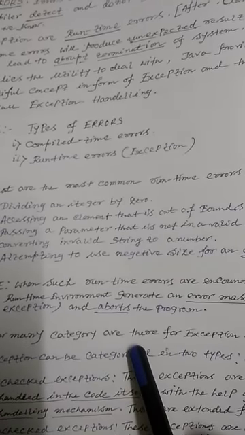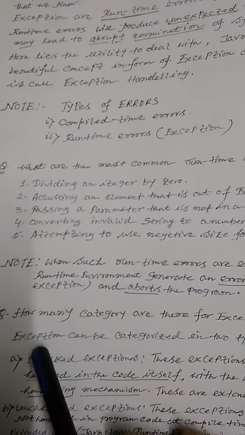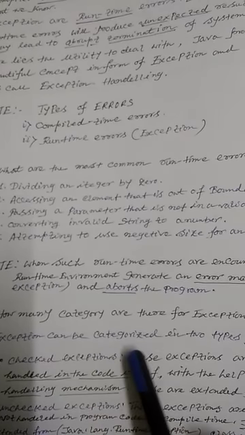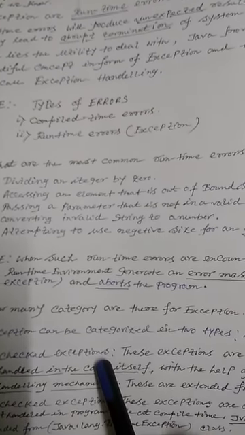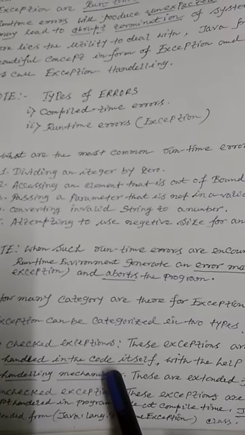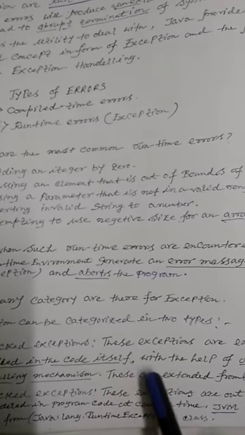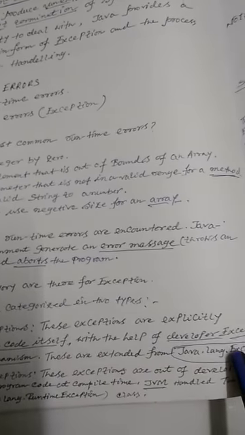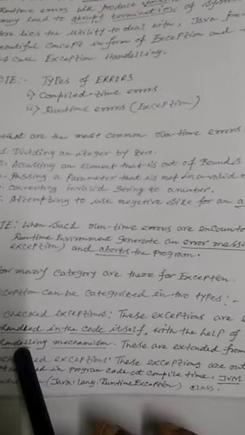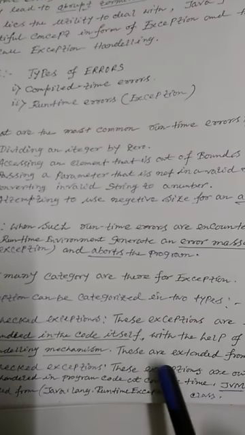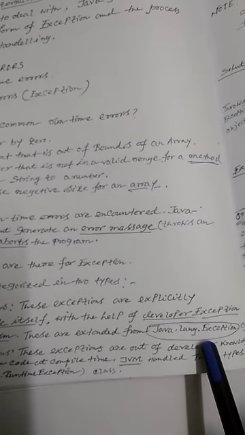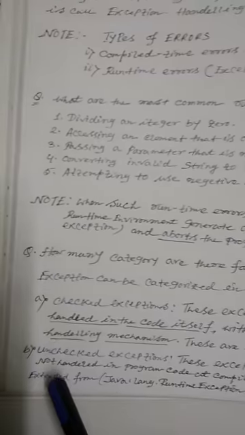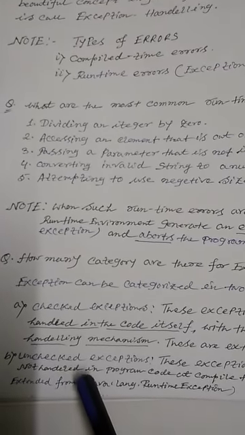How many categories are there for exceptions? Exceptions can be categorized into two types. Number one, checked exceptions. These exceptions are explicitly handled in the code itself with the help of the developer's exception handling mechanism. These are extended from the java.lang.Exception class. Number two is unchecked exceptions.